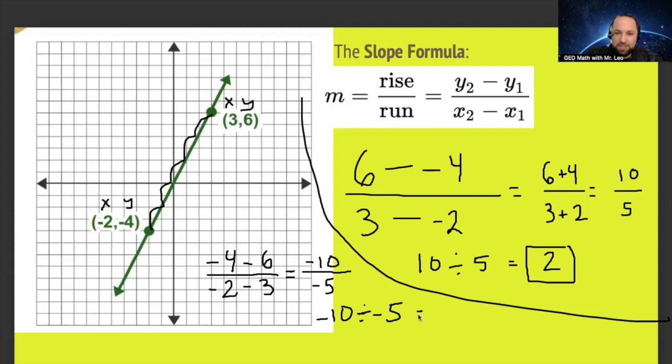10 divided by 5 is 2. It's a double negative. They'll cancel out, and we still get the answer, +2. So it doesn't matter which one you start with as long as you're consistent.